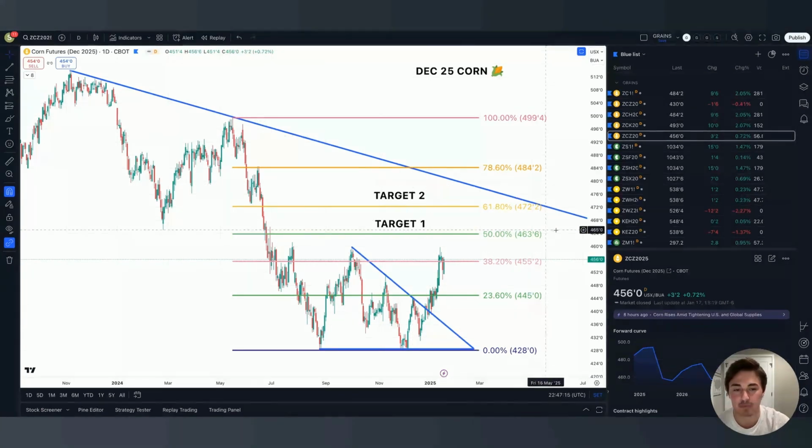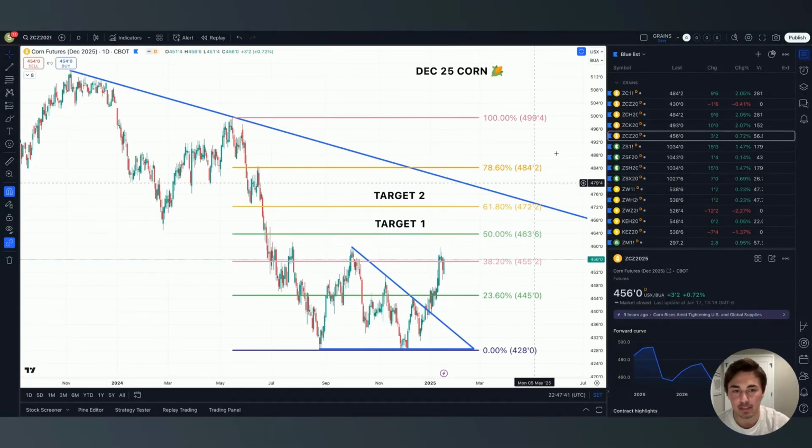So the next upside target is going to be right around 464, which is 50% of our May highs. And then we have the 61.8% retracement, which is 472. Then we do have this longer term downward trend that we've respected for quite some time. So that would also be another point of interest, but we'll talk about that more when we get there. So first target is going to be 464.